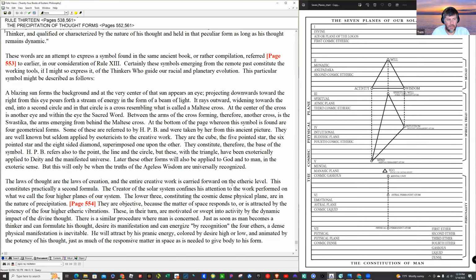At the center of the cross is another eye. Within the eye, the sacred word. Between the arms of the cross, forming therefore another cross, is the swastika, the arms emerging from behind the Maltese cross. At the bottom of the page whereon this symbol is found are four geometrical forms. Some of these are referred to by Blavatsky, HPB, and were taken by her from this ancient picture. They are well known, but seldom applied by esotericists to the creative work. They are the cube, the five-pointed star, the six-pointed star, and the eight-sided diamond, superimposed one upon the other. They constitute, therefore, the base of the symbol. HPB refers also to the point, the line, and the circle, but these with the triangle have been exoterically applied to deity and the manifested universe.